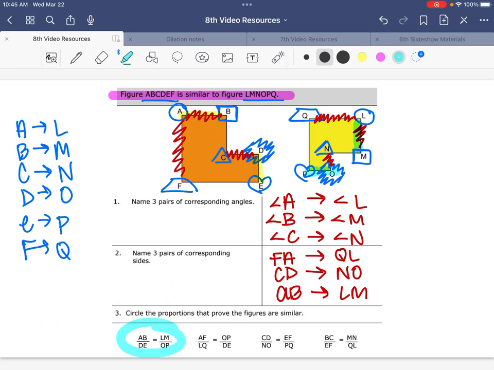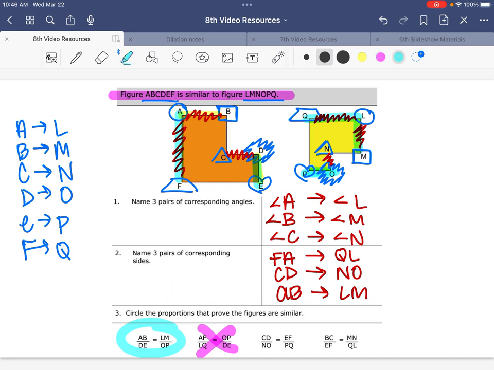So next we will look at side AF over side LQ. So those correspond with each other, and we are going from the bigger shape to the smaller shape. And so we need to make sure that the order doesn't change. Well, our second ratio goes from OP to DE. And while those correspond, the order is flipped, and so this is not going to be a proportion that proves that these are similar.